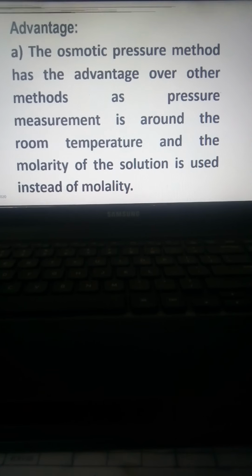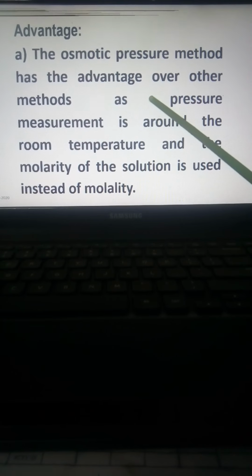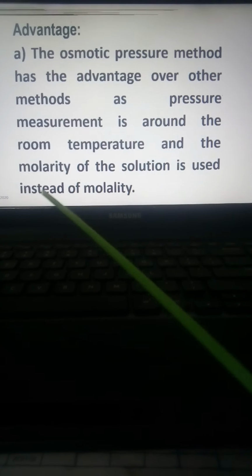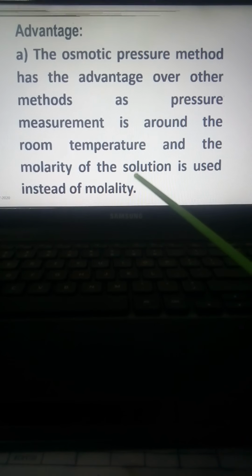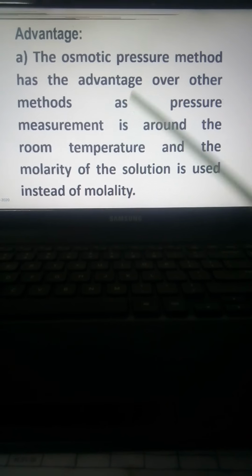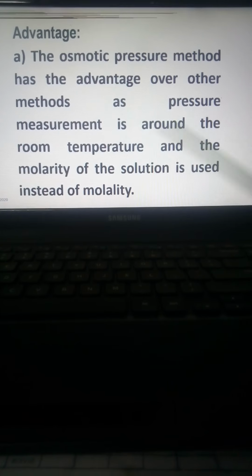In other cases, such as the elevation of boiling point or the depression of freezing point, we used the molal concentration, but here we are using the molar concentration, that is mole per liter. That is one way that is convenient for calculation. Then another advantage is that the pressure can be measured at around room temperature. And another advantage is that this is useful for biomolecules, as they are generally not stable at higher temperature.